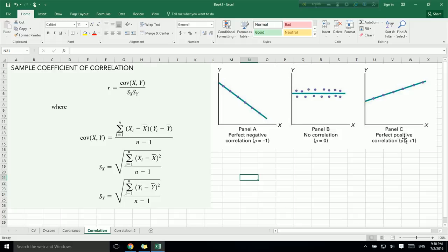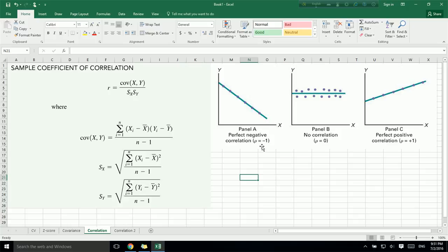And if it's a perfect positive correlation, which means the coefficient of correlation is +1 in this case, then it shows upward sloping straight line. And if there is no correlation, then the coefficient of correlation will be 0, which means each of the values are the same. There is no variation in the data set.